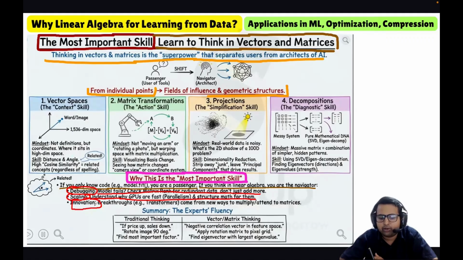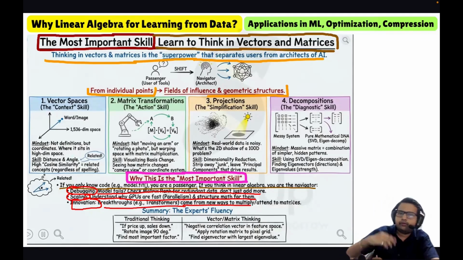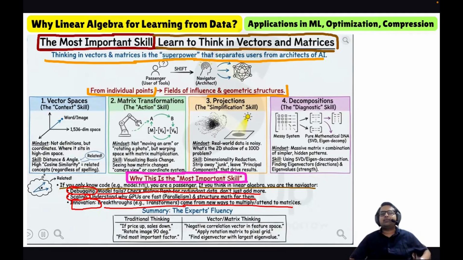And innovation. Every major breakthrough in AI, like the transformer architecture used in ChatGPT, was born from someone finding a new way to multiply and attend to matrices. So any innovation will be in terms of vectors and matrices. Now it's very clear to us the importance of thinking in terms of vectors and matrices. We can get to know how the model is working.